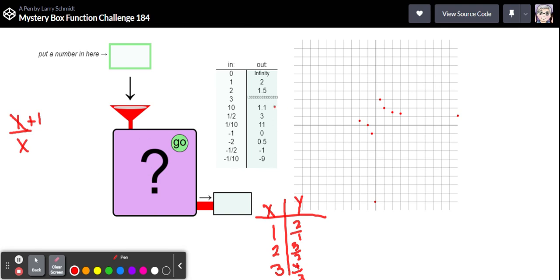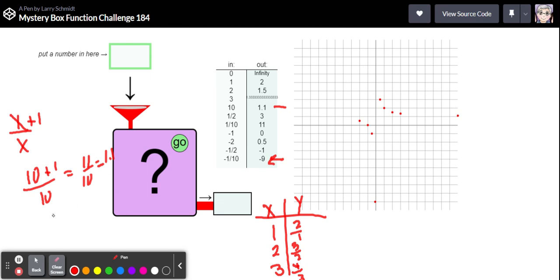So we had this 10 is 1.1. Does that work out? So that'd be 10 plus 1 over 10. That'd be 11 divided by 10. Yeah, that is 1.1. How about this -9 here? That's an interesting one with -1/10.